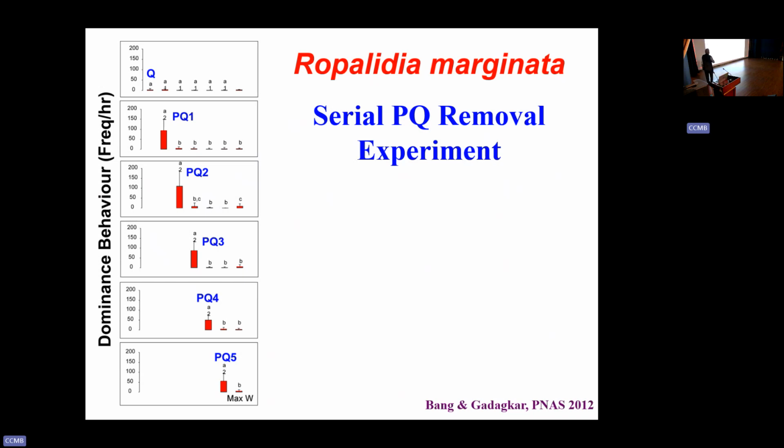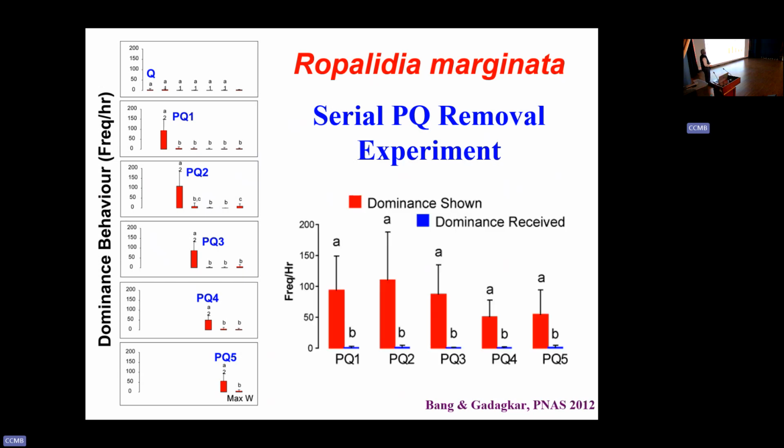Remove her, one and only one individual. He did this for 5 potential queens, and he showed, as a proof of principle, that in fact there is only one. I want to blow this up and show you that this one and only one individual shows aggression but doesn't receive any aggression.